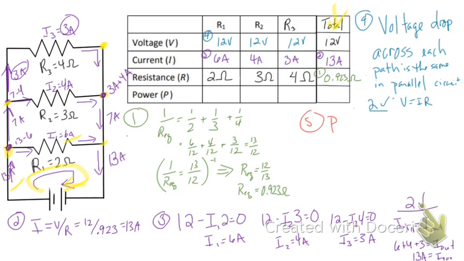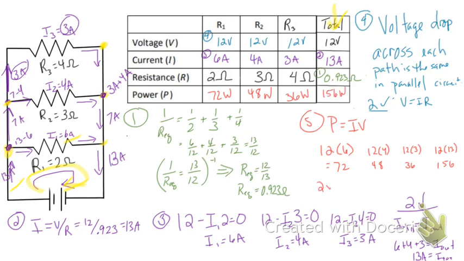Next up, all we got to do is we're going to use power is equal to current times voltage. We're going to do that for each one of these. 12 times 6, 72. 12 times 4 is 48. 12 times 3 is 36. And 12 times 13 is 156. These are all watts. Double check for this one is that the P total is also equal to the sum of the individual powers. So P total equals P1 plus P2 plus P3, and if you add 72, 48, and 36, it will equal 156. That is how you do a parallel circuit.